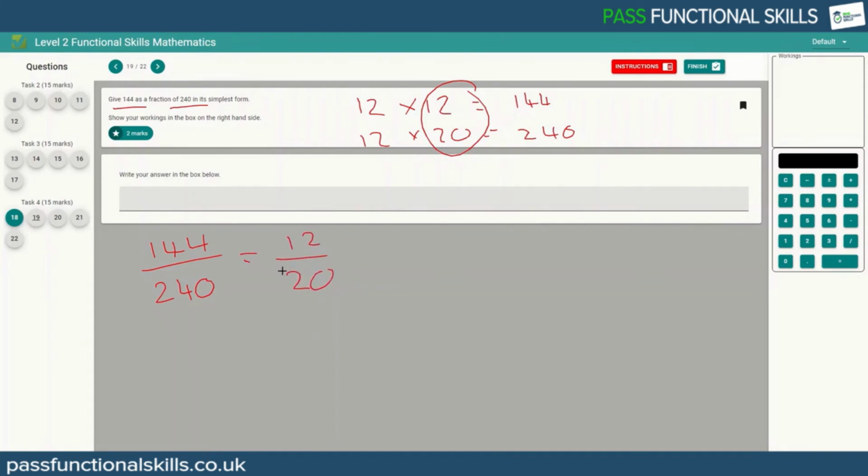And we can go further still. We can take out other factors, so another simple factor to take out would be 2 from each, so take a factor of 2 out from the top and from the bottom. So dividing 12 by 2, 6. Dividing 20 by 2 is 10. And finally, we can reduce it one more time, dividing another factor of 2 out from both the numerator and the denominator. So 6 divided by 2 goes to 3, 10 divided by 2 is 5. So there we have 144 as a fraction of 240 in its simplest form.